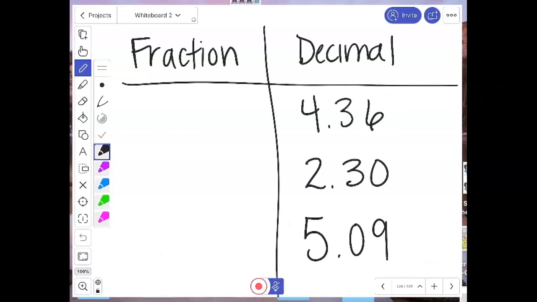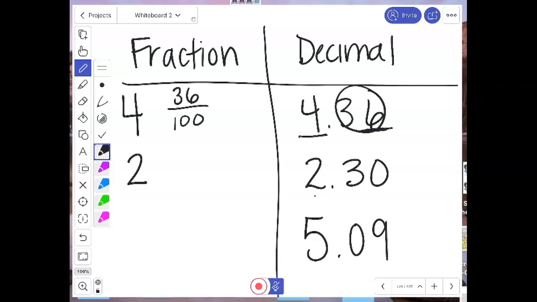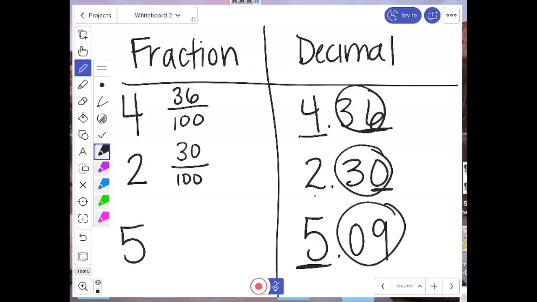And I can go the other way. I can look at this. Okay, this is the whole number, 4. This is the numerator, 36. It's in the hundredths place, so hundredths. Whole number, 2. Numerator, 30. Hundredths place. Whole number, 5. Numerator, 9. And it's in the hundredths place.